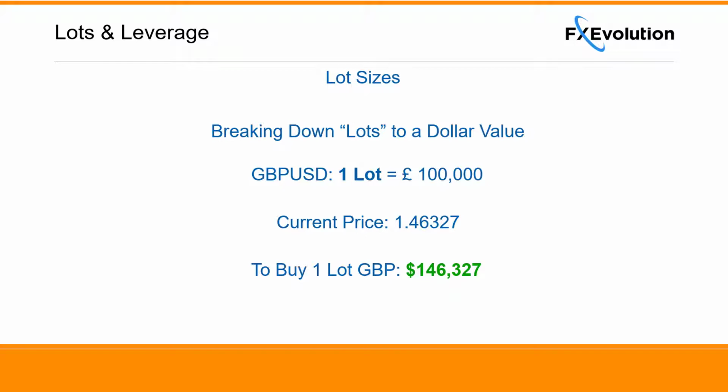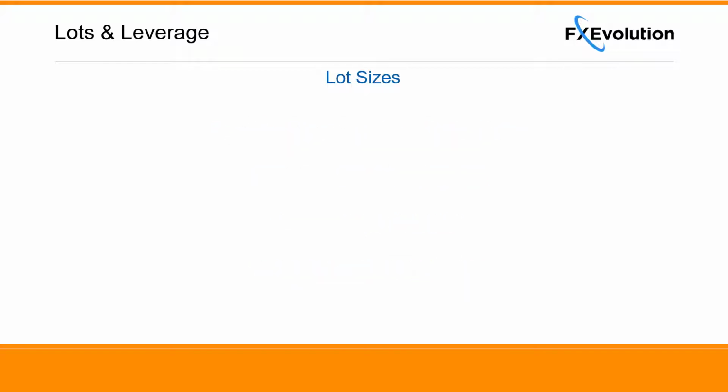Now that's a lot of money, and most traders generally don't have that available in their trading accounts to use for just one position. To get around this issue, let's take a look at how leverage works and see how it can help you enter the market with one lot. Without leverage, we have already established that one lot of the Great British Pound would require you to have a large sum of money in your account.